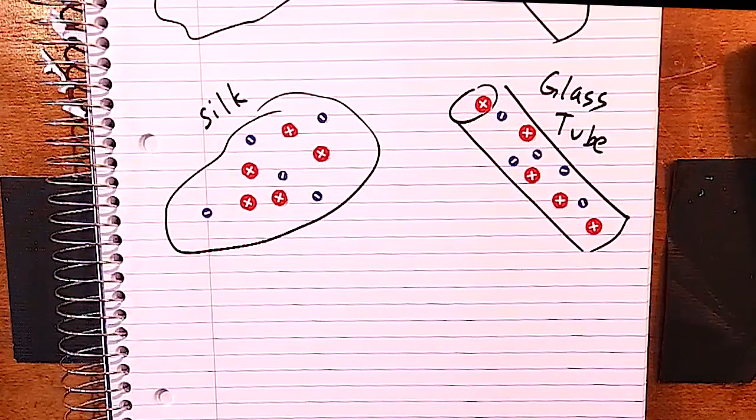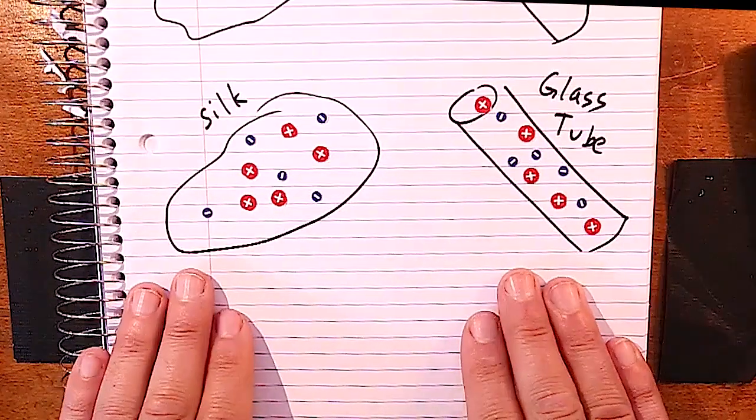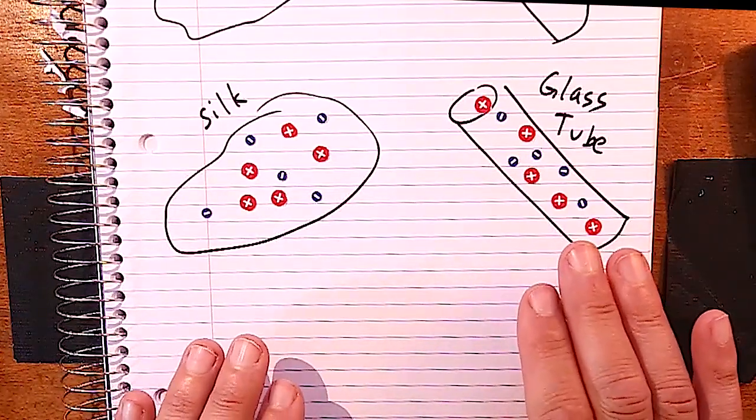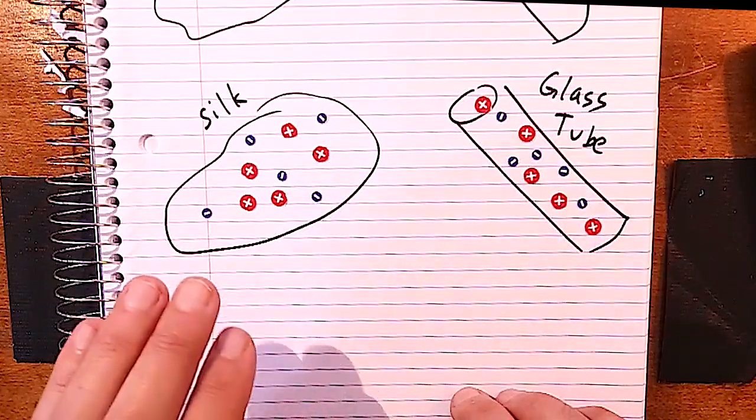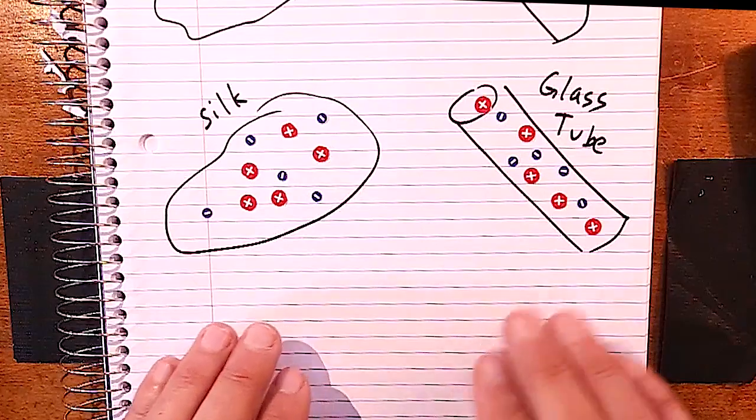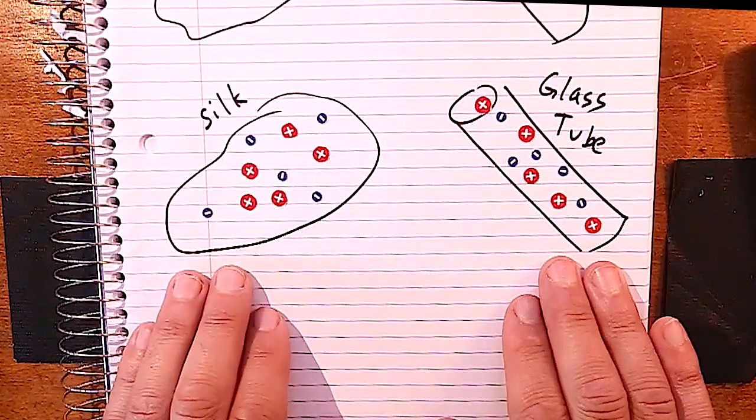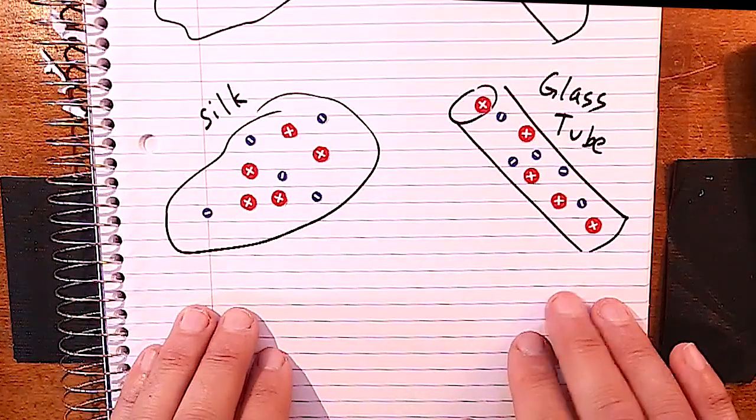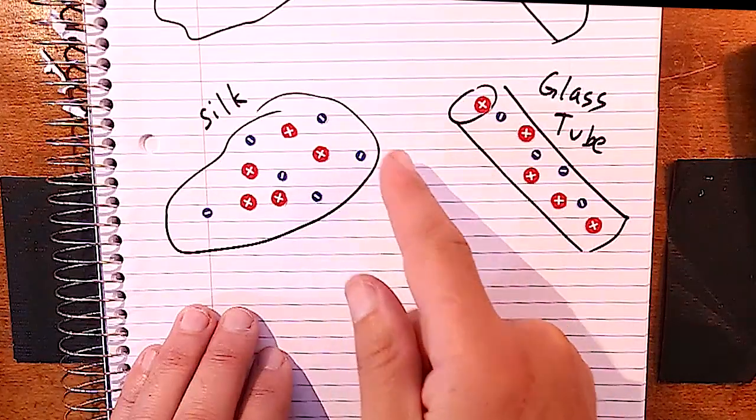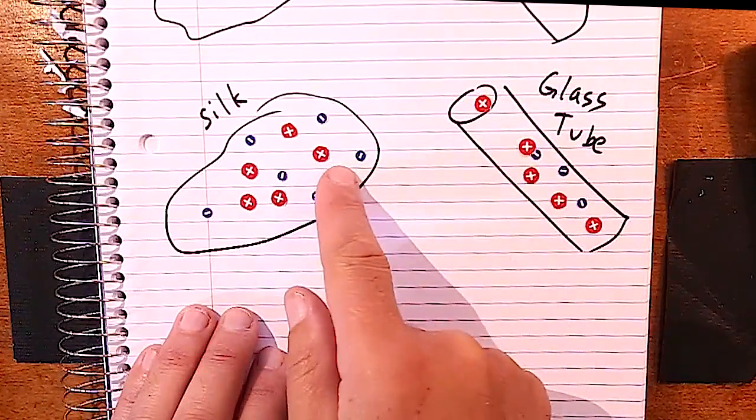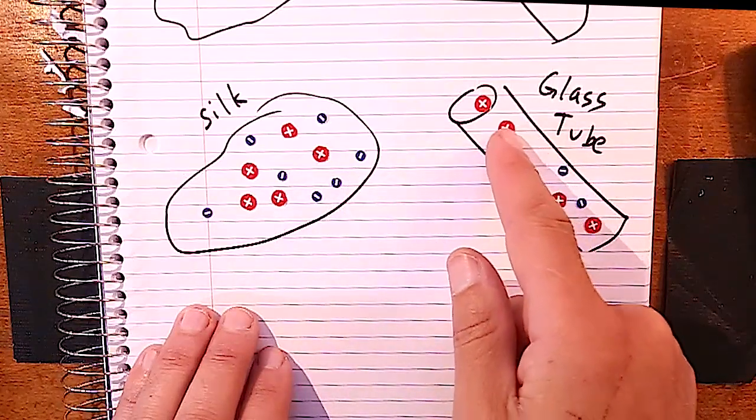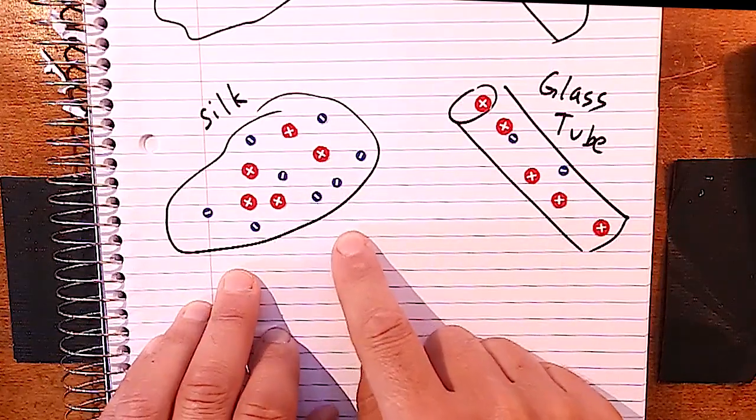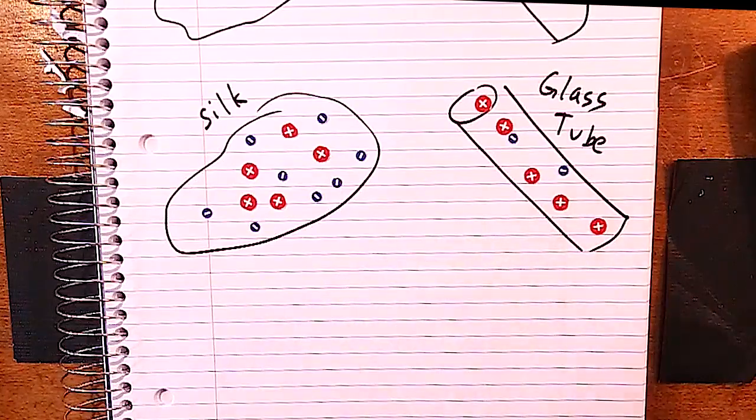Now it turns out the opposite happens when we have silk and a glass tube. In this case, glass tubes are very good at losing their electrons, whereas silk is very good at holding on to them. So if we rub the glass tube onto the silk, the question might be, well, why does the glass tube become positive? Well, in this case, electrons would be transferred to the silk during the rubbing, which is the result of friction. So we end up doing that, and the silk becomes negative because of a gain of electrons, and the glass tube becomes positive because of a loss of electrons.